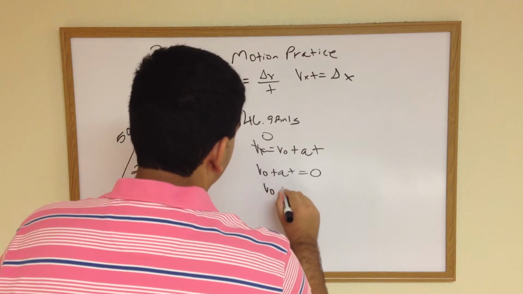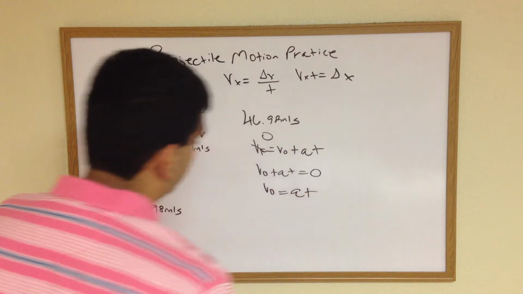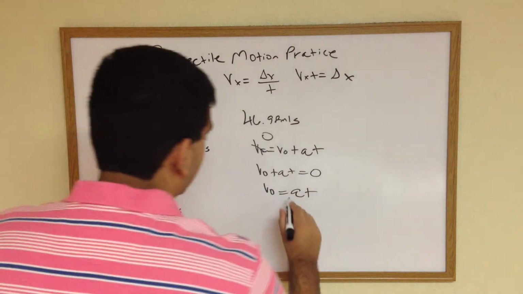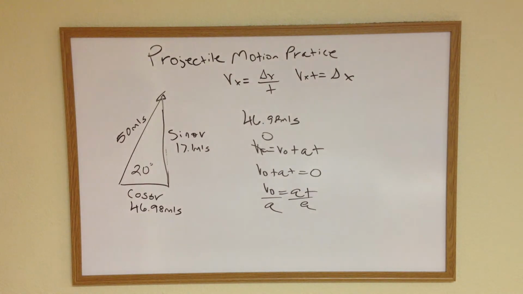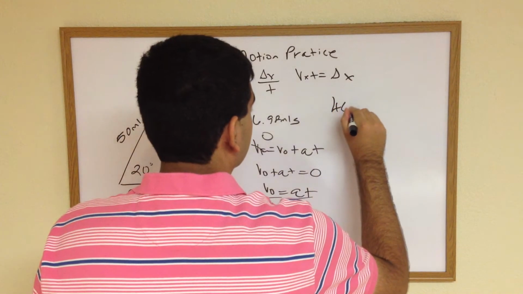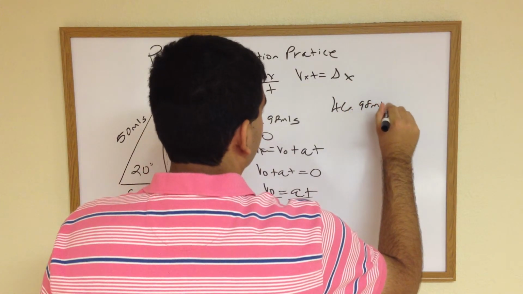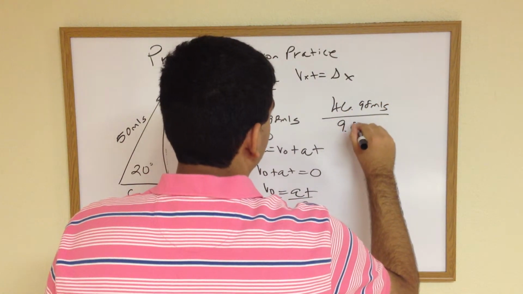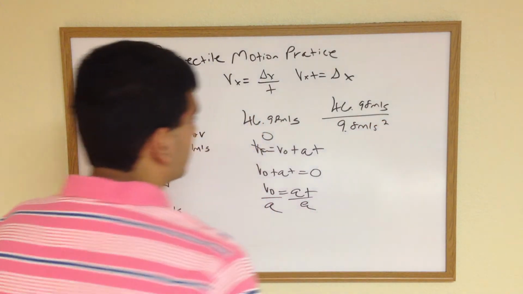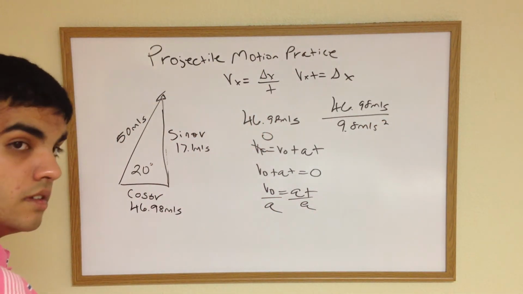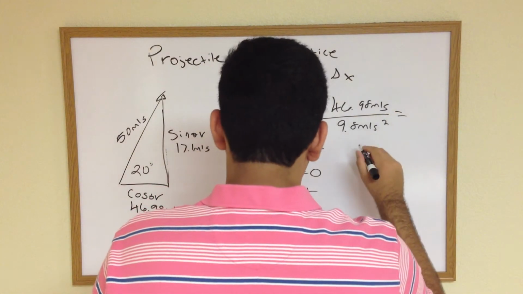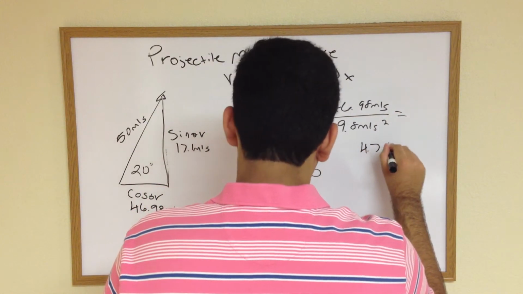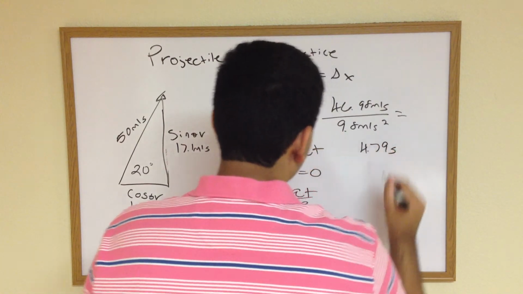minus at on both sides, which will give v naught equals at divided by a, and you get 46.98 meters per second divided by gravity, which will give me its total time, which is 4.79 seconds.